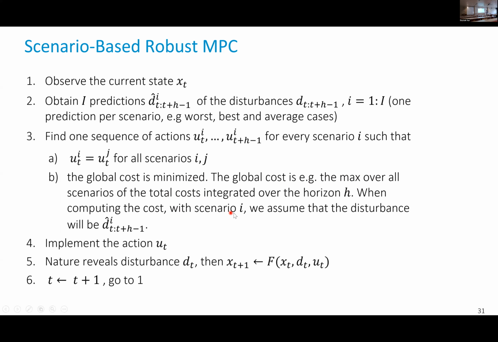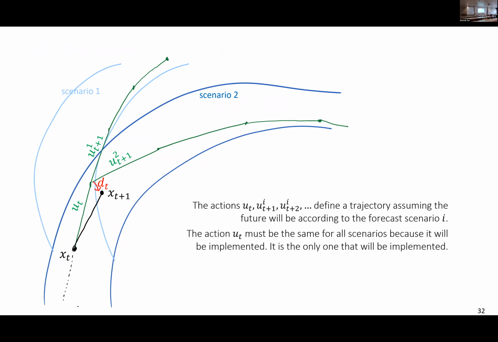So when computing the cost with scenario i, we assume that the disturbance follows, of course, the prediction of scenario i. So that makes a problem which is 3 times bigger in number of variables than what we had before. We solve it. We obtain a set of actions to be implemented at time t, which are the same for all scenarios, so I can implement them. Nature will reveal the true disturbance, which probably will be none of the scenarios and hopefully something in between. And then I do it again.